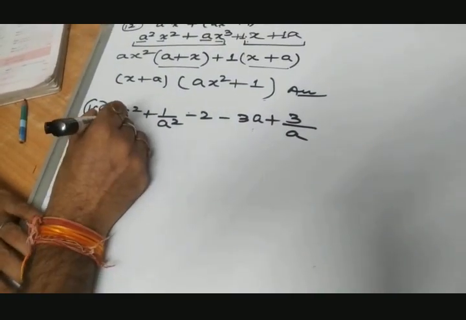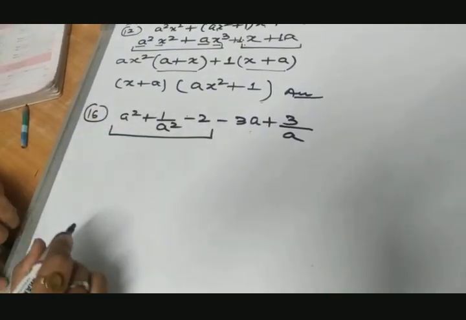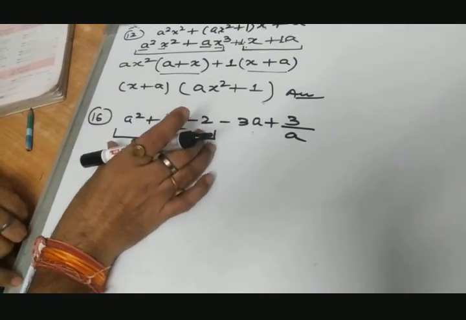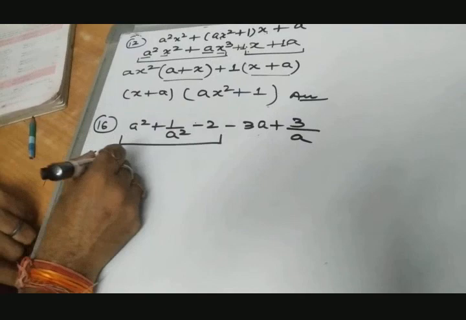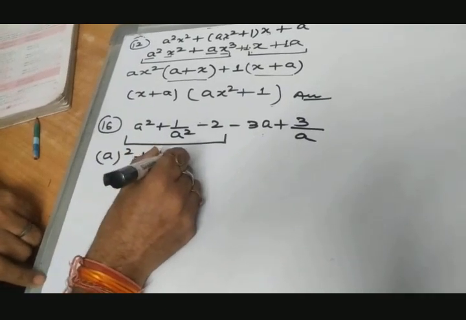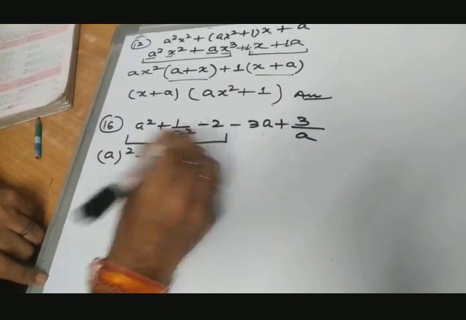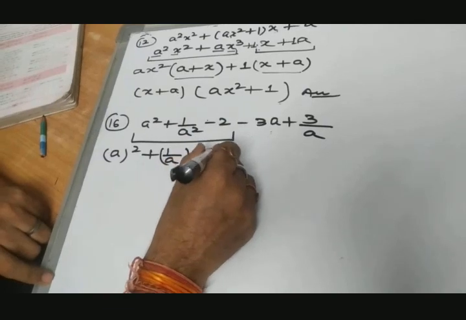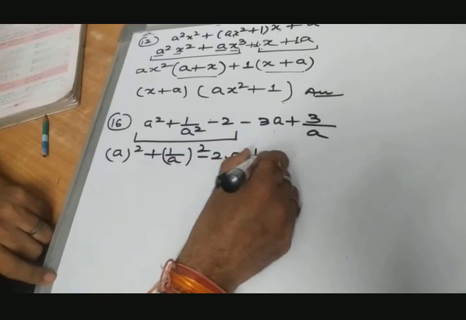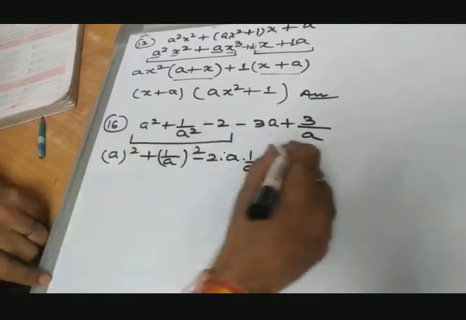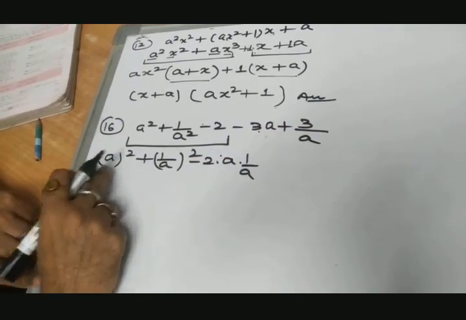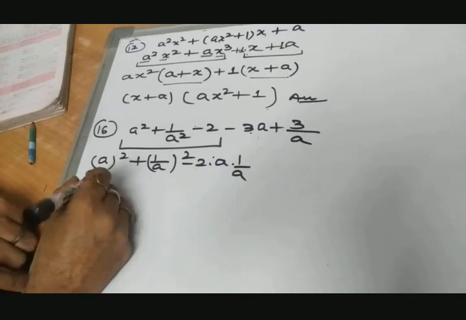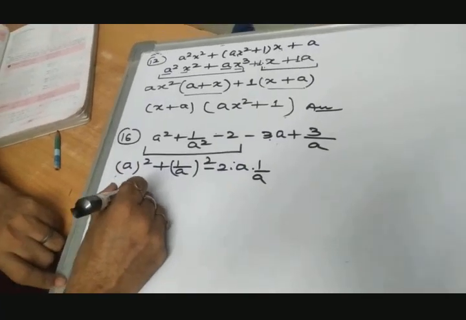In the last chapter we studied a square plus 1 upon a square. It may be written as a whole square plus 1 upon a whole square. This may also be written with 2 into a into 1 upon a, and a cancels here. So it may be written as a square plus b square minus 2ab, meaning a minus b whole square.